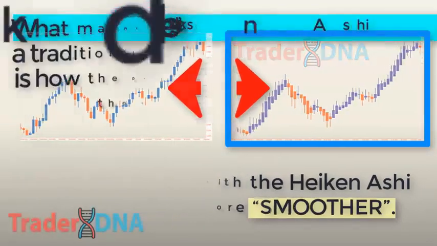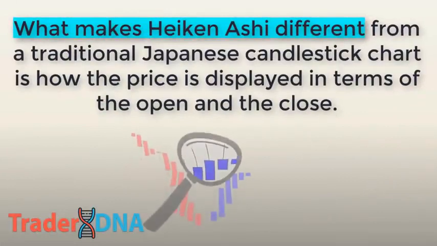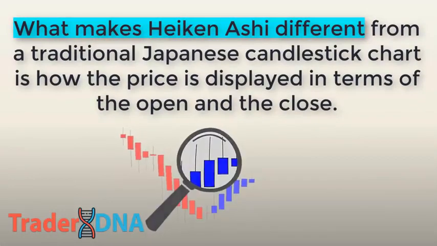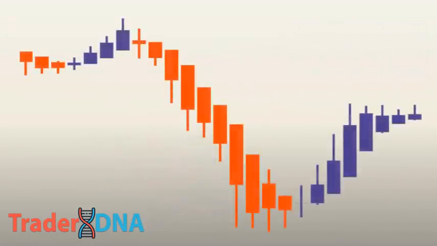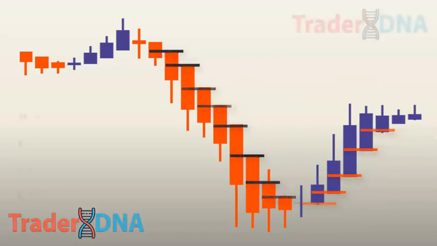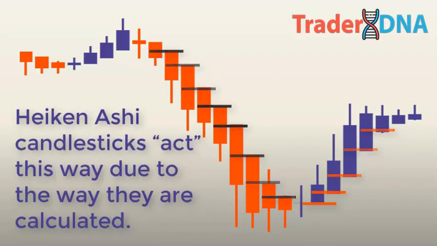What makes Heiken Ashi different from a traditional Japanese candlestick chart is how the price is displayed in terms of the open and the close. If you look closely at the Heiken Ashi chart, you'll notice that each of the Heiken Ashi candlesticks starts from the middle of the candlestick before it and not from the level where the previous candlestick had closed. Heiken Ashi candlesticks act this way due to the way they are calculated.